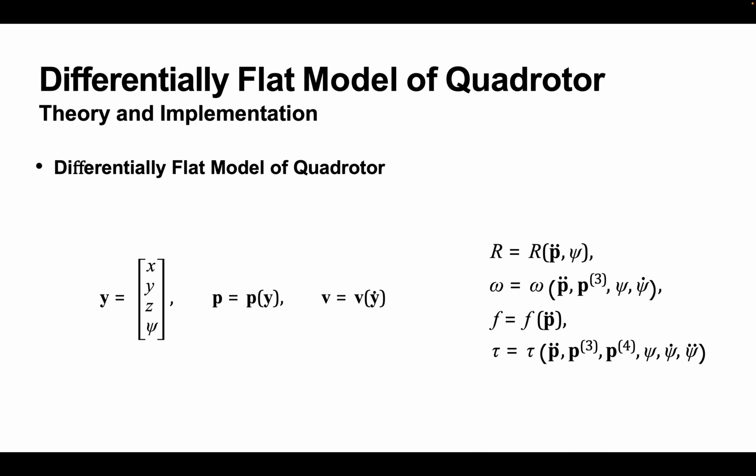For the quadrotor, the flat outputs are x, y, z position, and yaw angle. From these four variables and their time derivatives, we can recover the full position, velocity, attitude, angular velocity, thrust, and torque. So the trajectory can be planned in a lower dimensional space while still being dynamically meaningful.